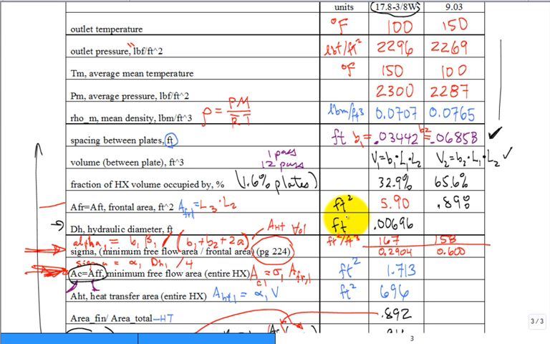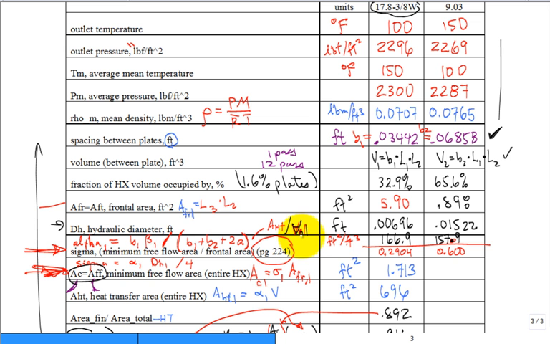Thumbs up if you agree. And then 0.01522 foot. Alpha is the area of heat transfer per unit volume, and it has units of foot squared divided by foot cubed. It was 166.9 for passage 1, and 157.9 for passage 2. Okay, then what's sigma?